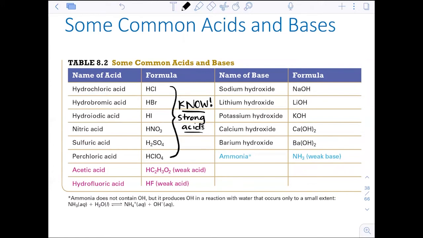Now, for bases, sodium hydroxide is the most common. It's usually what you see in a chemistry laboratory. You might see lithium hydroxide and potassium hydroxide as well. Calcium hydroxide and barium hydroxide are also listed under our strong base category, meaning they are very reactive. You should know these ones as well.